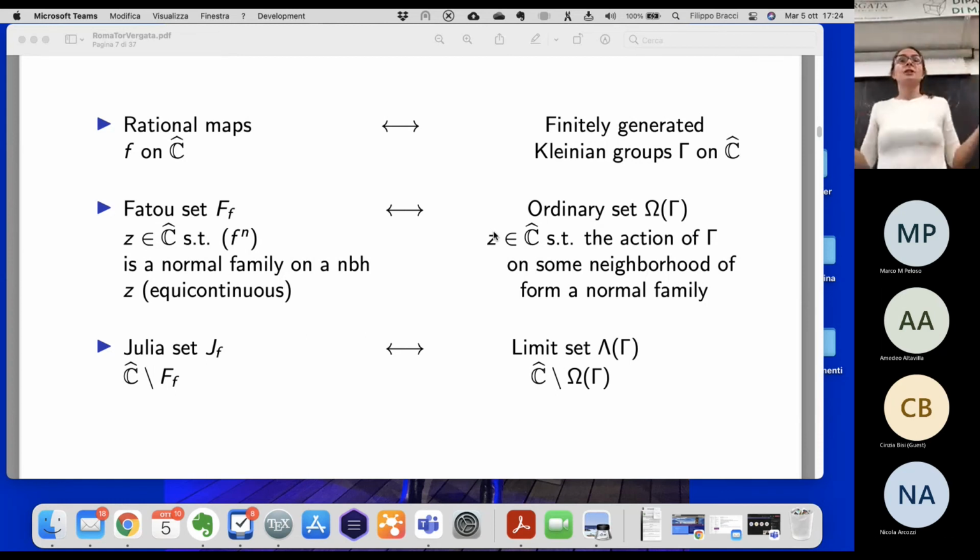In both cases, the action gives a partition of the Riemann sphere into a stable set, which for rational maps is called the Fatou set, and for Kleinian groups is called the ordinary set, and a messy chaotic set, which is the complementary, which in the case of rational maps is called the Julia set, and in the case of Kleinian groups is called the limit set. By the way, in the case of the modular group, the limit set is the real line, and the ordinary set is the upper half plane, also the lower one, but since it's the same, we just consider the upper one.